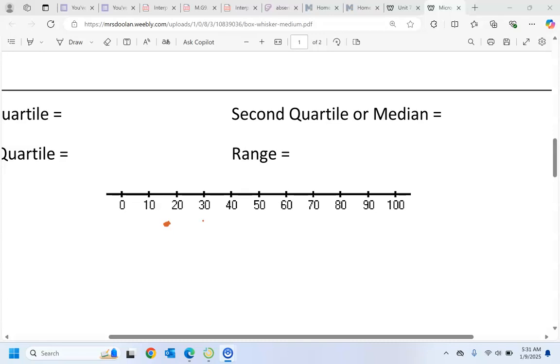Okay, let me do a different color. Okay, put it here. So then my first quartile, we got 27.5. So I'm going to put that right about here. And then my third quartile got 82.5. I'm going to put that right here.